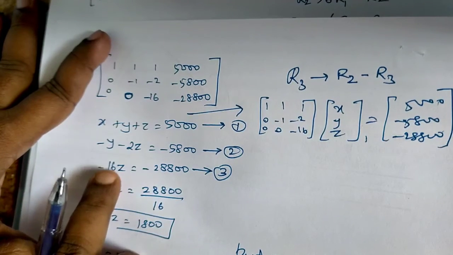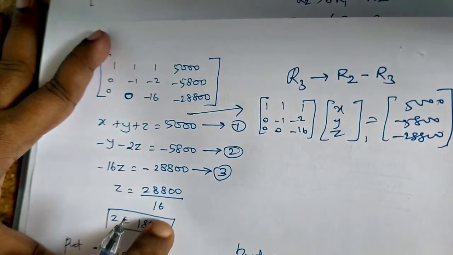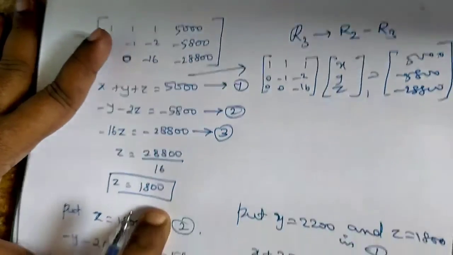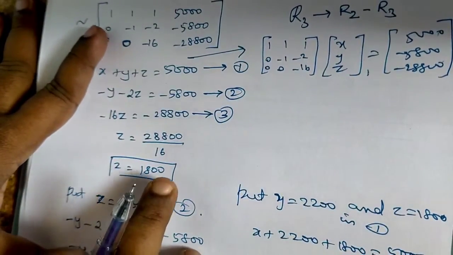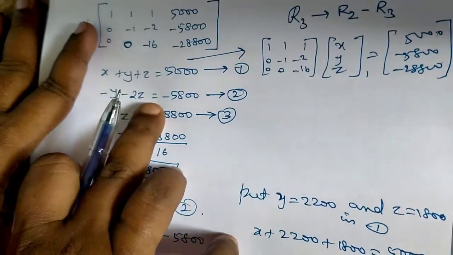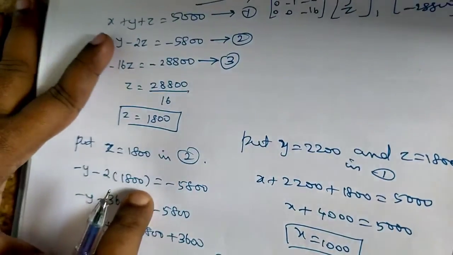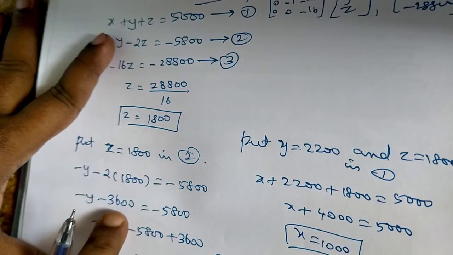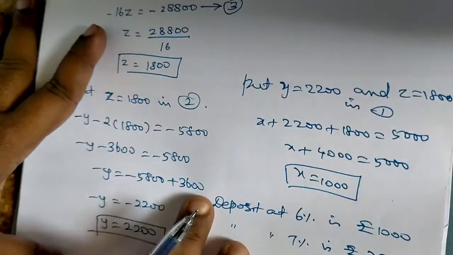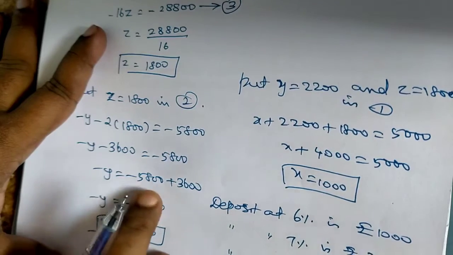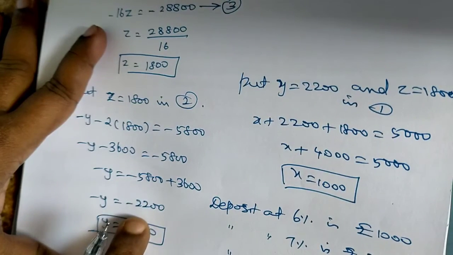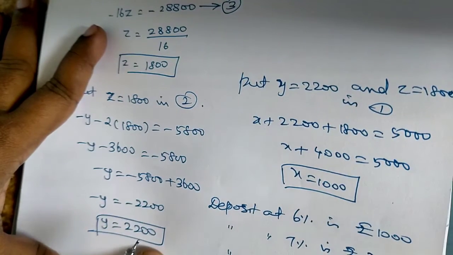Cancel the minus, and you can bring this 16 to the denominator. Use a calculator to get the answer for z, and this z value can be put in equation number 2 so that you will get the value for y. Okay, 2 into 1,800 is 3,600, minus 3,600; that side becomes plus 3,600. Subtract using a calculator, you will get minus 2,000. Cancelling the minus on both sides, you get the y value.